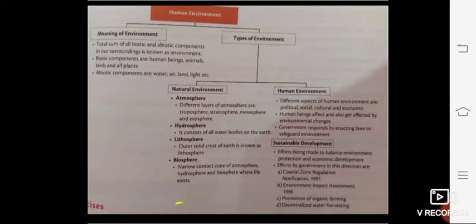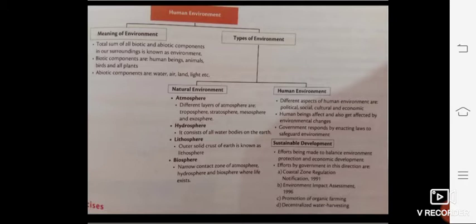So the environment may be broadly divided into two categories. These are natural environment and human environment, right, student? The natural environment comprises the four realms of the earth. These four realms are atmosphere, hydrosphere, lithosphere and biosphere.